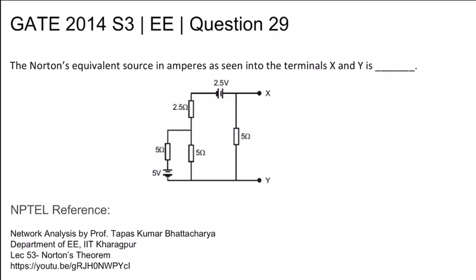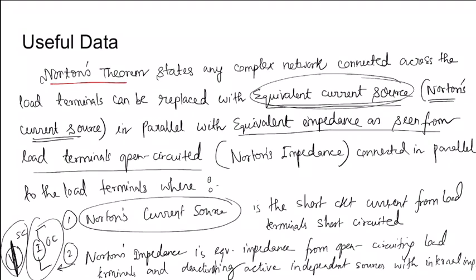GATE 2014 set 3 electrical question number 29. Norton's equivalent source in amperes as seen into the terminals X and Y is being asked. For this question you need to refer to NPTEL lecture number 53, Norton's theorem of the NPTEL course Network Analysis by Professor Tapan Kumar Bhattacharya, Department of Electrical Engineering, IIT Kharagpur.